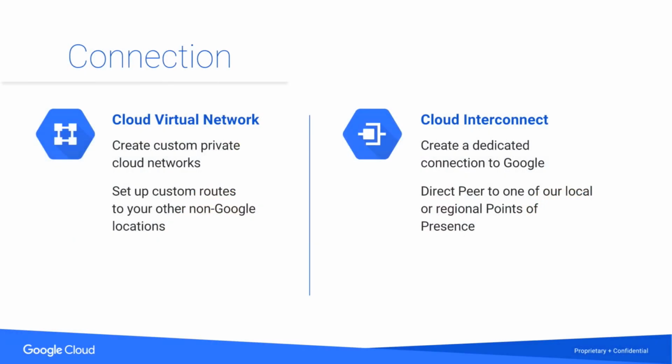First we have our Cloud Virtual Network. It allows you to create custom private cloud networks that are logically separated from other virtual private cloud networks. You can set up custom routes to non-Google locations as well. So this is essentially where your application sits and the services that it needs to talk to. We also have Cloud Interconnect, which is a dedicated connection to Google. You can either directly peer with us at one of our local or regional points of presence, and we also have partners that provide interconnect services as well.